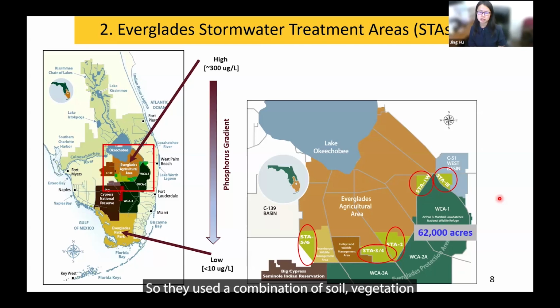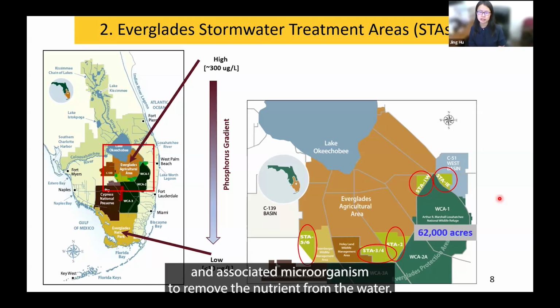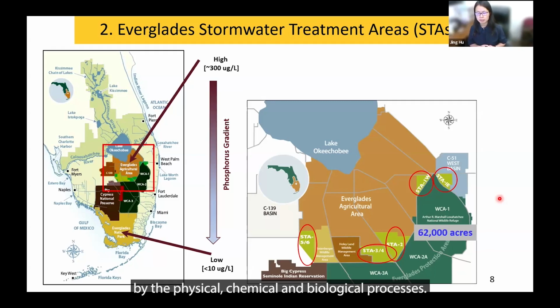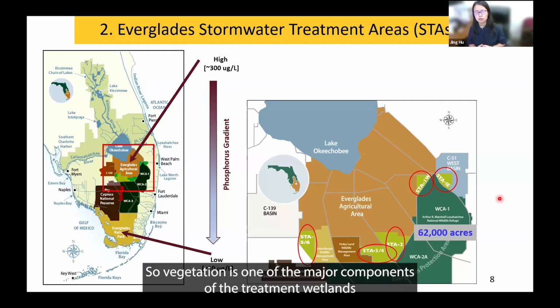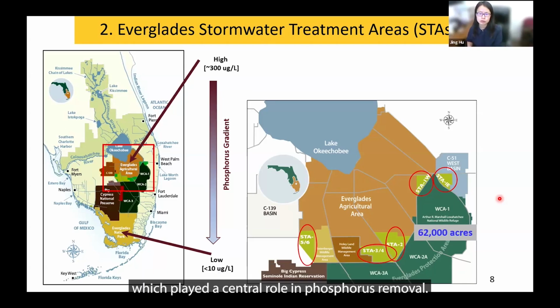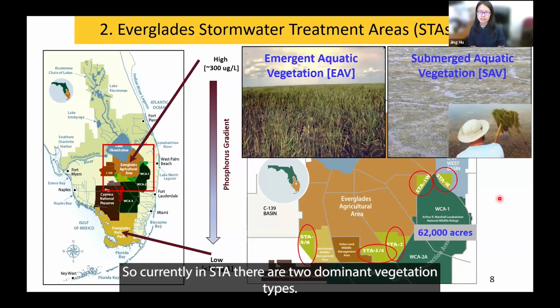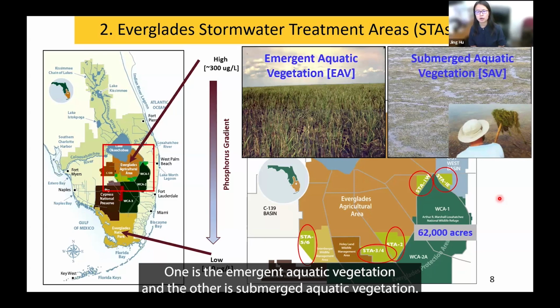They use a combination of soil, vegetation, and associated microorganisms to remove nutrients from the water. So phosphorus entering this treatment wetland is retained by physical, chemical, and biological processes. Vegetation is one of the major components of the treatment wetland, which plays an essential role in phosphorus removal. Currently in STAs, there are two dominant vegetation types. One is emergent aquatic vegetation, and the other is submerged aquatic vegetation.